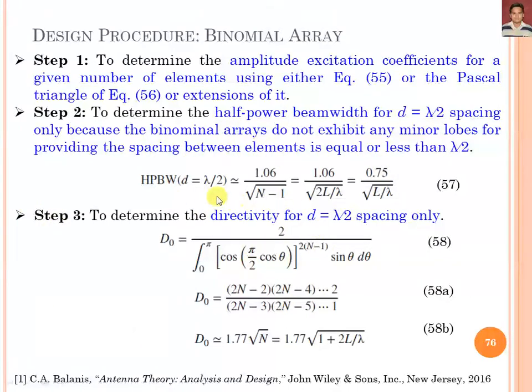In step 3, we determine the directivity for d equal to lambda by 2 spacing or less only, as we discussed in step 2. In that case, you can calculate the directivity by using this expression, or this expression, or this expression. You can select one expression from these three, and then calculate the directivity of the binomial array. So this is the design procedure for the binomial array, and this is important.